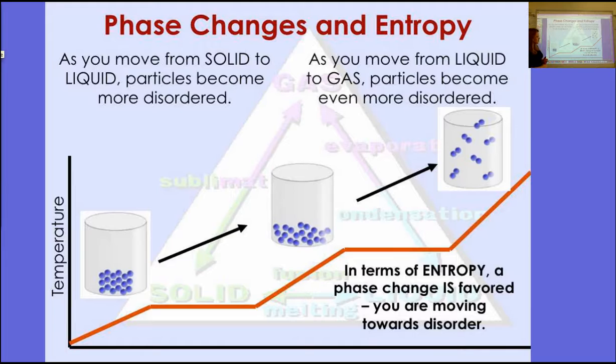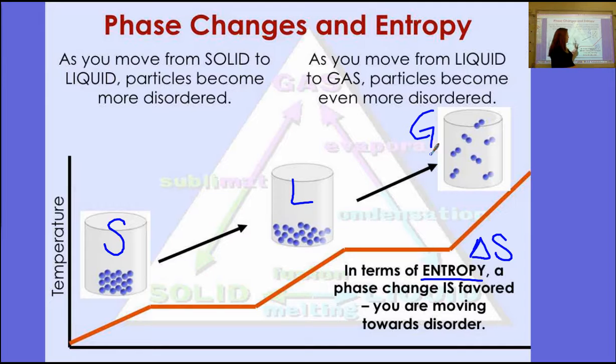Now, this process, in terms of entropy, thinking back to our ΔS, is favored because I'm going from a solid to a liquid to a gas. And if you remember, gases are more disordered than liquids, and liquids are more disordered than solids. So I'm increasing my entropy. This change is favored. I'm moving towards much more disorder. So it's not favored in terms of enthalpy, but it is favored in terms of entropy.